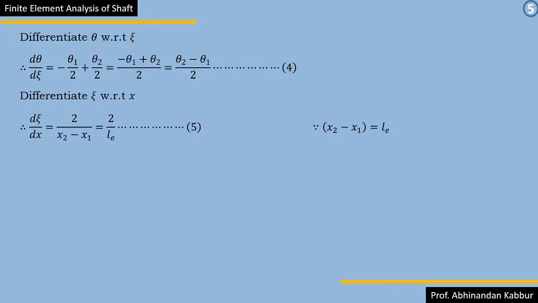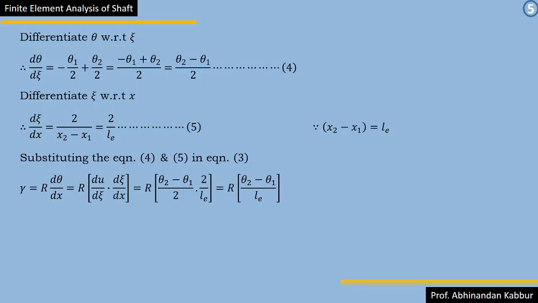Similarly, I need to differentiate the second term, that is zeta with respect to x. When I differentiate zeta with respect to x, I am going to get the value as 2 divided by LE, because it is 2 into x, nothing but 2 divided by x2 minus x1. x2 minus x1 is nothing but the length of the element. So this is my equation number 5.